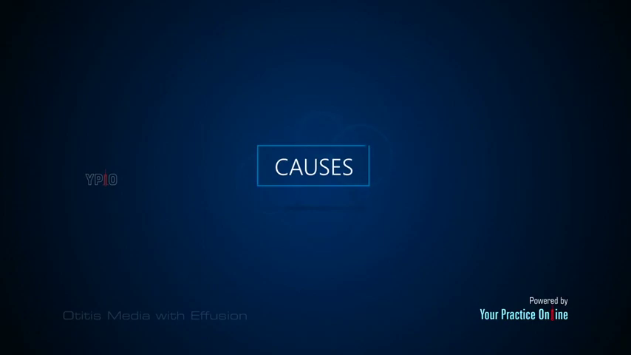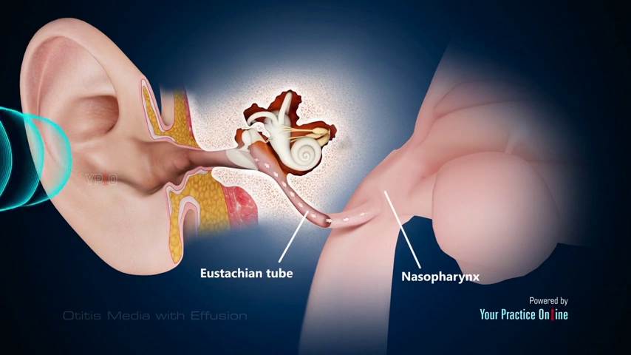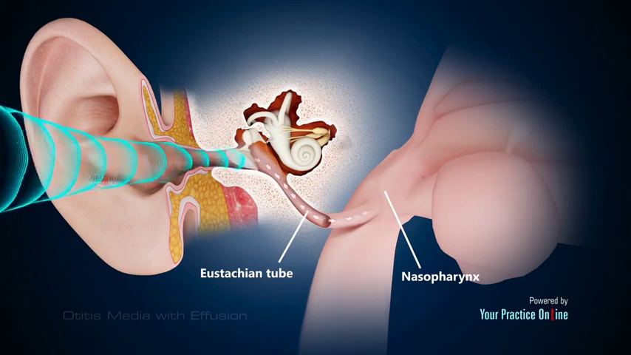Causes. OME occurs when mucus builds up in the middle ear due to a poorly functioning eustachian tube. The eustachian tube connects the middle ear with the nasal pharynx, the area behind the nasal cavity. This tube normally drains the middle ear and keeps it full of air, enabling sound waves to pass from the eardrum through the middle ear bones to the inner ear.